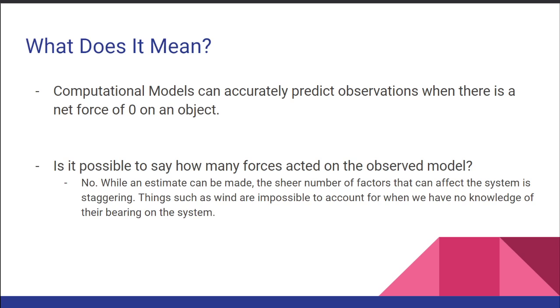Furthermore, a question is asked on whether or not it is possible to say how many forces acted on the observed model. No. While an estimate can be made, the sheer number of factors that can affect the system is staggering. Things such as wind are impossible to account for when we have no knowledge of their bearing on the system.